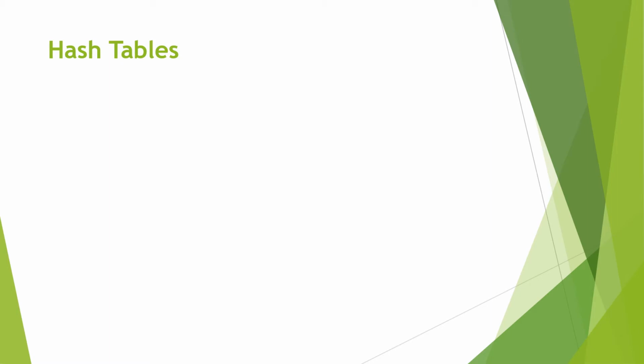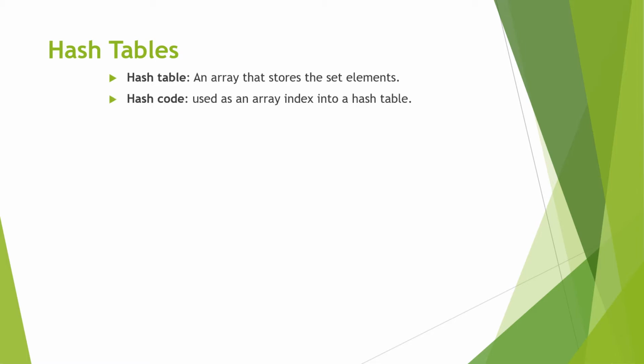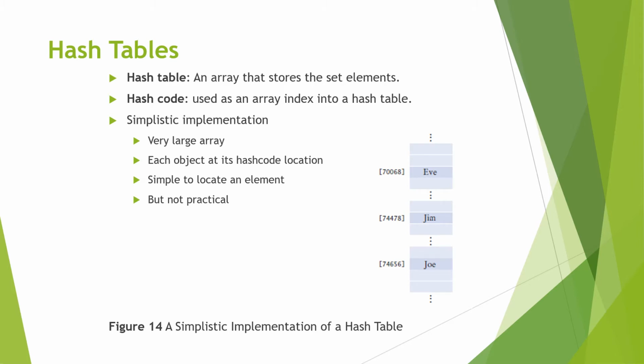Now that we have defined the hash codes, let's see a very simplistic implementation of hash tables in Java. Let's assume that we are going to implement a hash table using an array that stores the elements in a set, and basically the hash code that we have for the objects is used as an array index into the hash table. So we assume that the hash table is a very large array, and it has many indices. In fact, for every hash code, this array has one index. So we store every object at its hash code location.